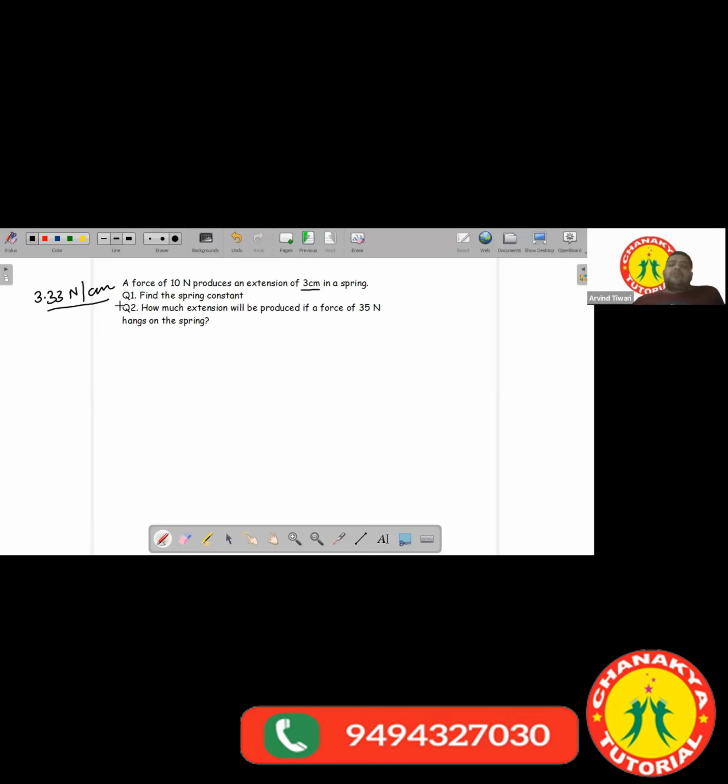So if you convert the centimeter to meter, you will get your answer for the first one as 333.3 Newton per meter. Then the second one, I think you can find out. You find it in Newton per meter. So we got the value of the spring constant, and then we can use this value of spring constant to find the extension for the second one.